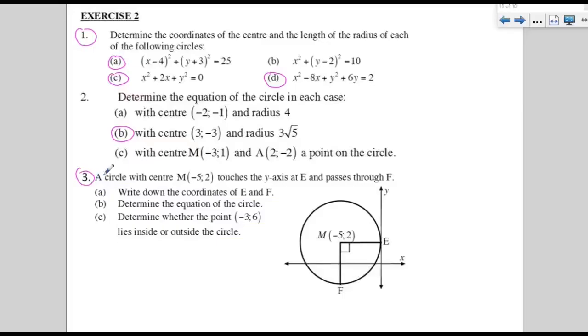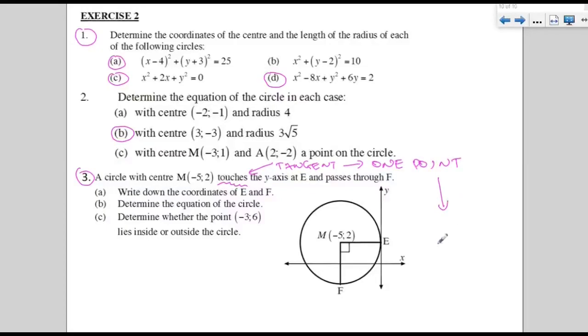And question 3. Question 3, watch the word touches. Touches means it's a tangent, and tangent means one point of intersection. One point, it touches at one point.